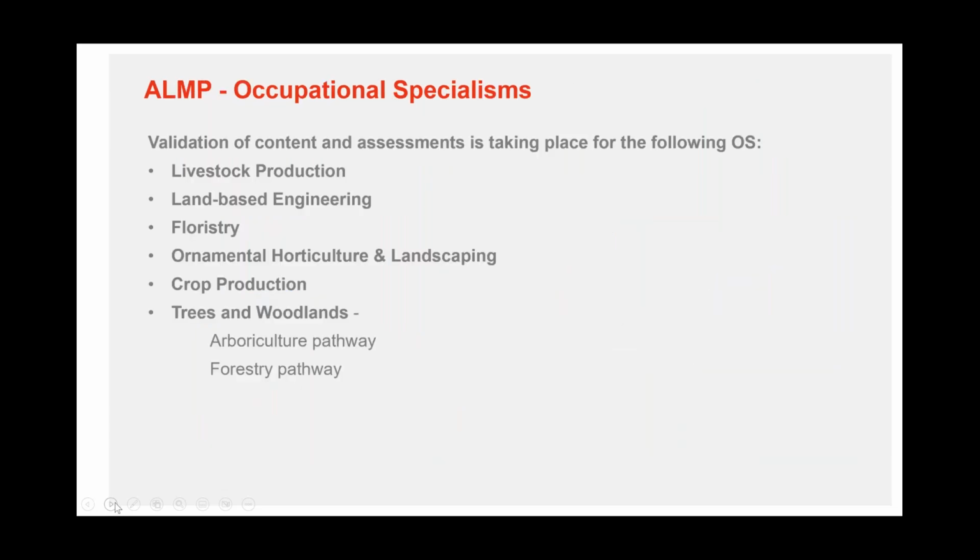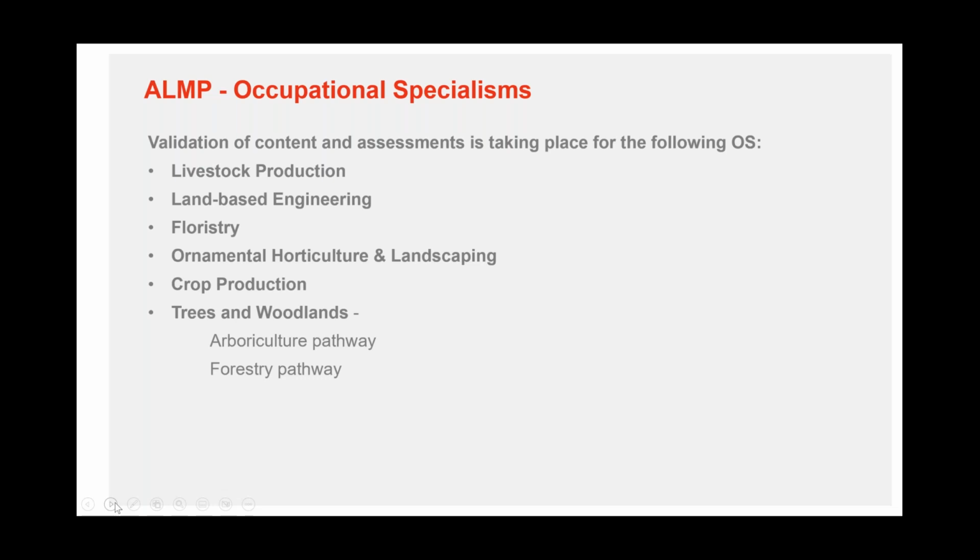So in Agriculture, Land Management and Production, or ALMP for short, it's much easier to say, these are the occupational specialisms that will be available in 2023 for first delivery. At the moment, we are still in the validation stages, and I will talk about validation shortly. So the specifications are not yet ready for publication. They are still in draft form and they are still subject to change.